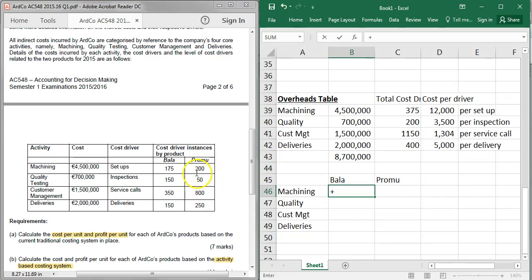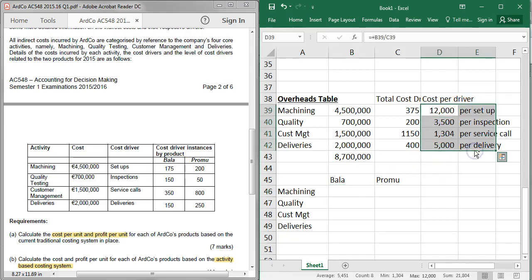Now you can use percentages, and a lot of students will do that and say, well, it's 4.5 million times 175 over 375, and that's fine. But you do need this ability to say what these are, because that can be asked for activity-based management, is what is the cost per activity. That gives it a useful way of looking at things.